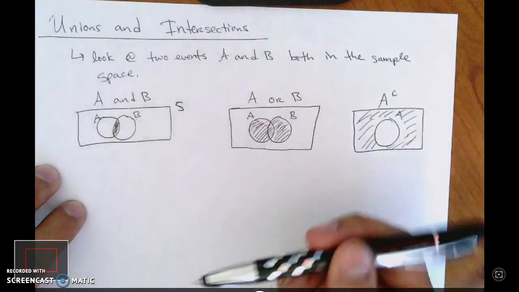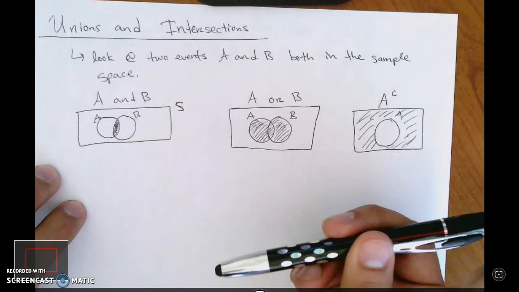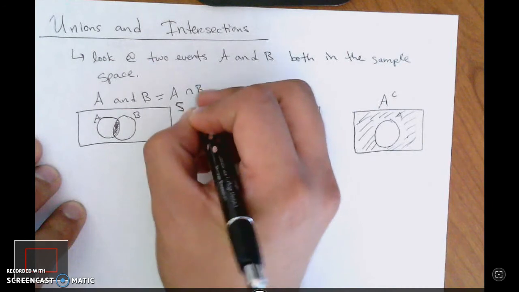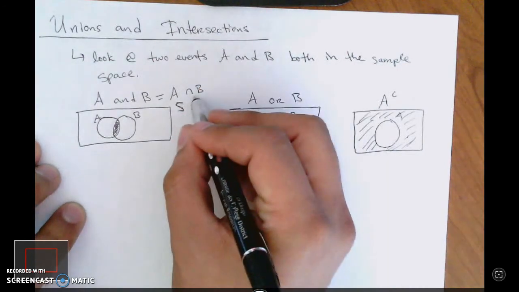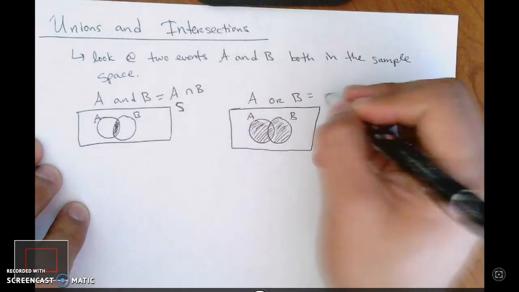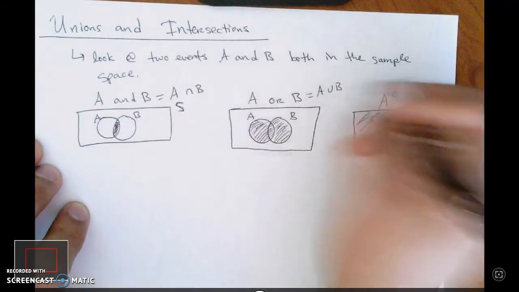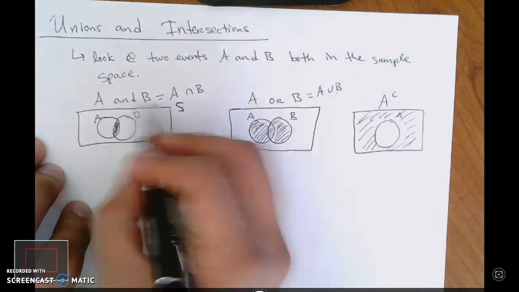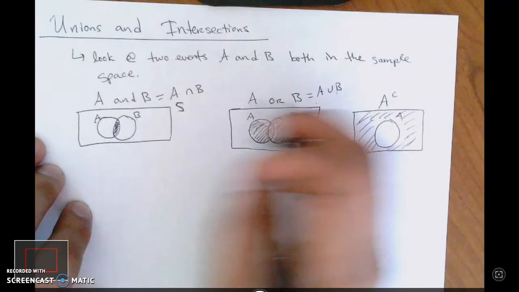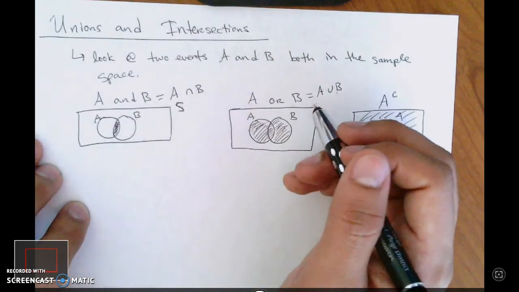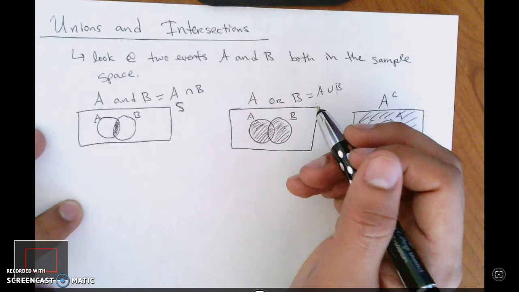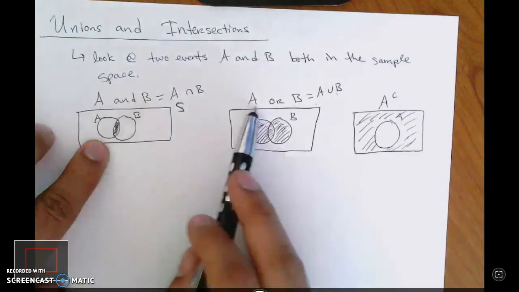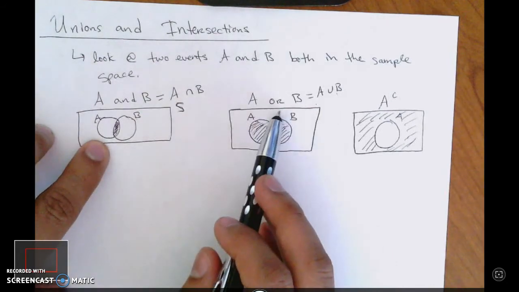Now, usually there's some notation. A and B, another way that we can write it is A intersection B. This is what we call an intersection. And this is what we call a union. Now, I'm not really going to be using these a lot. I'm mainly going to be using A and B and A or B, so you don't really need to worry about unions or intersections notation. These are the two types we're really going to be talking about, A and B and A or B. How do we calculate those probabilities?